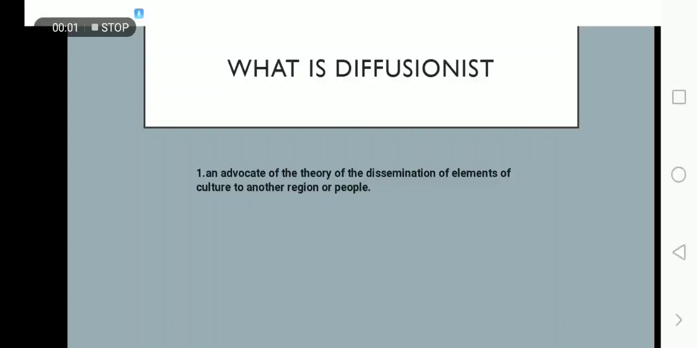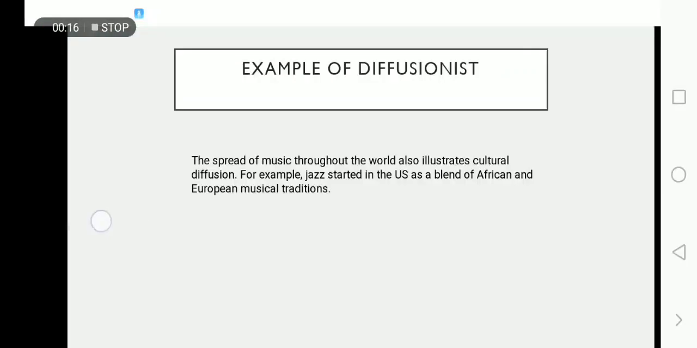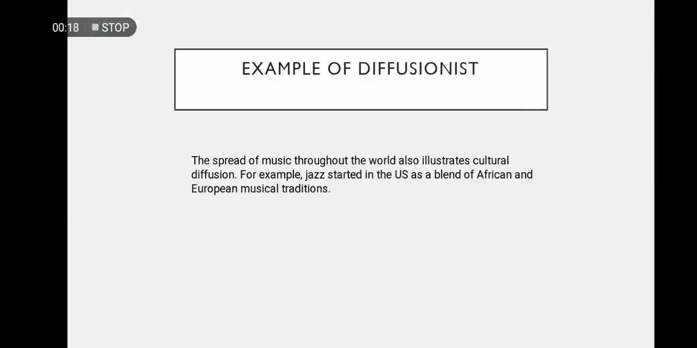What is a diffusionist? An advocate of the theory of the dissemination of elements of culture to another region or people. So, the diffusionist advocates the hypothesis of cultural aspects being transmitted to another place or people. Example of diffusionism: the spread of music throughout the world also illustrates cultural diffusion. For example, jazz started in the US as a blend of African and European musical traditions.